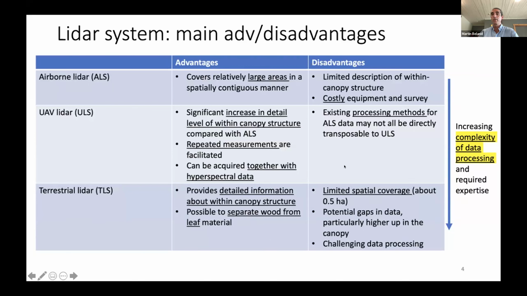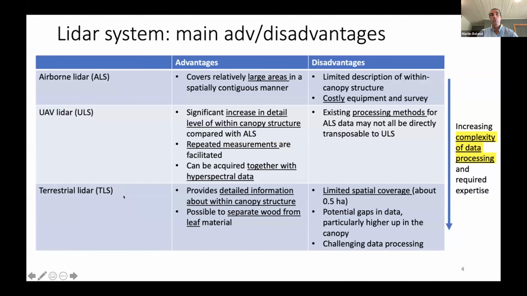So you can couple those data, which is interesting. The disadvantage of the UAV, though, is the processing method. As we go down from airborne towards terrestrial LiDAR, the complexity of the processing tools tends to increase. So the expertise level you need to process the data is higher.